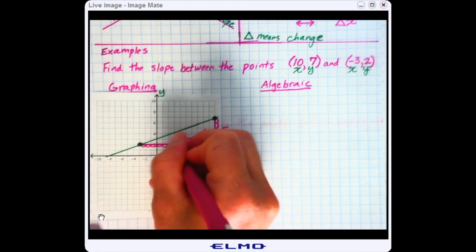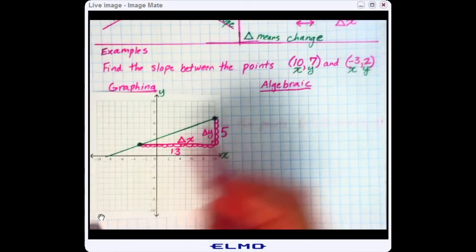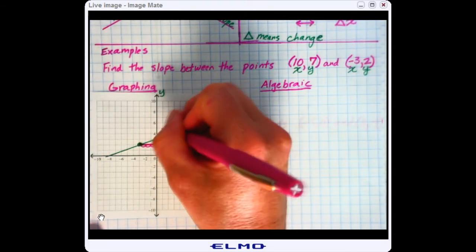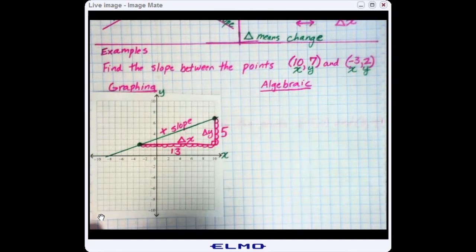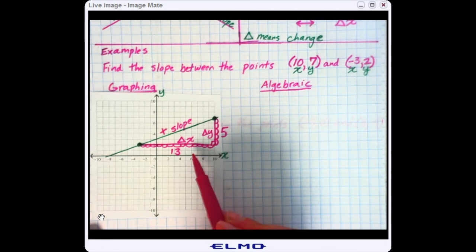And I have a horizontal change of 13. And then I'm going to look at the direction of my line. I see my line is going up, so I can tell that this has a positive slope. So the final slope of my line puts all of these together. The fact that I have a positive slope and my change in y over change in x.